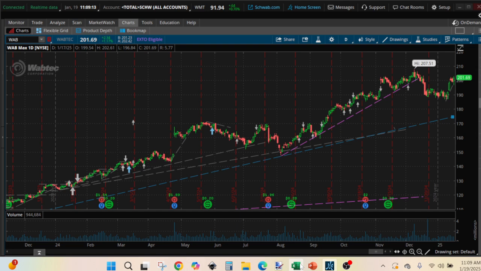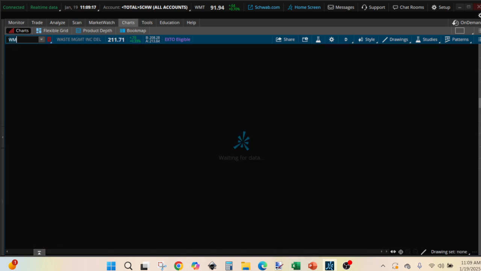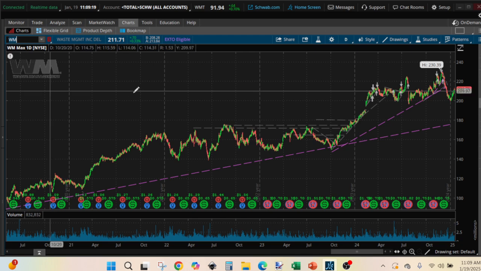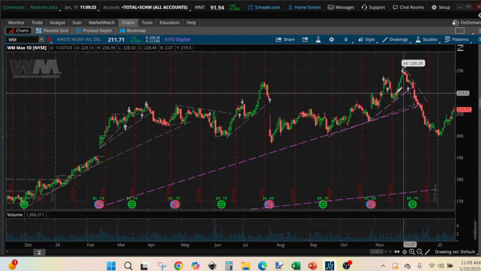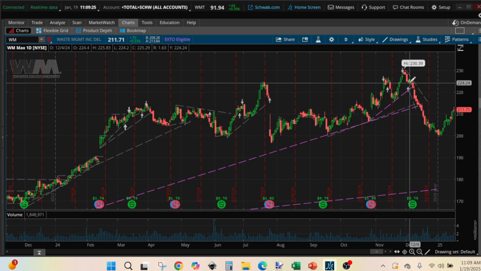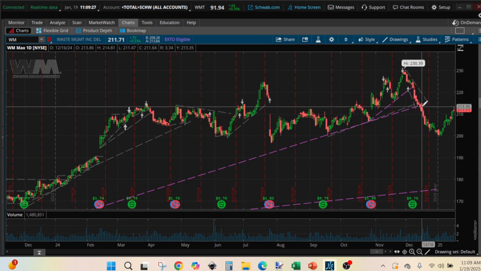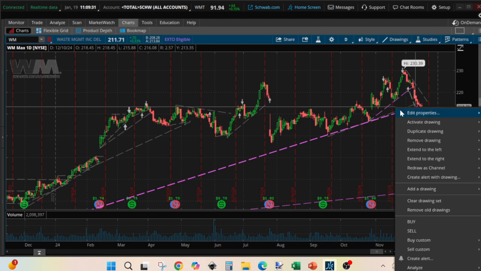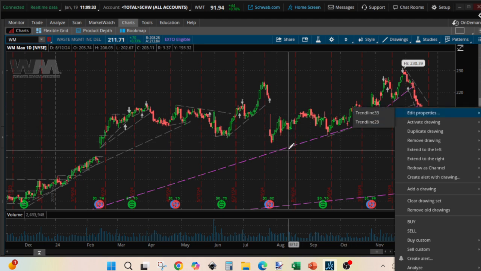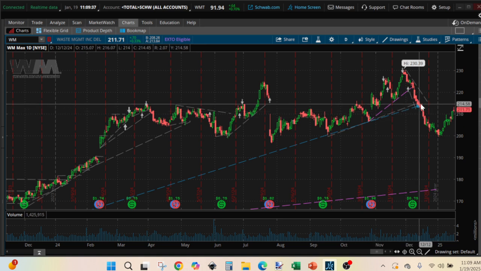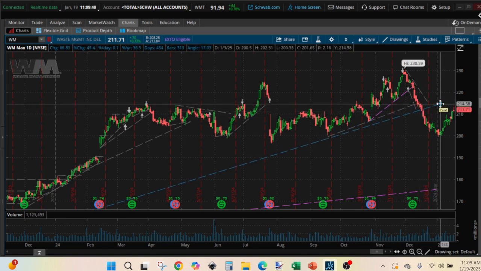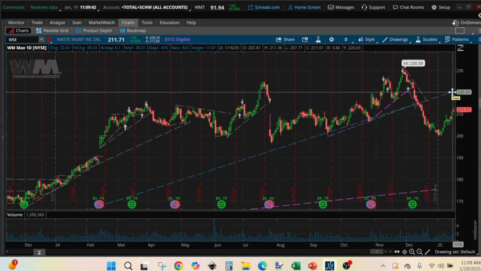So the next one is WM. And WM, we purchased it at this short trend line. That trend line ended, the price dropped, went through this one. In fact, I'm going to activate this trend line so that I can continue it. It seems to be a long one as well. We will see.